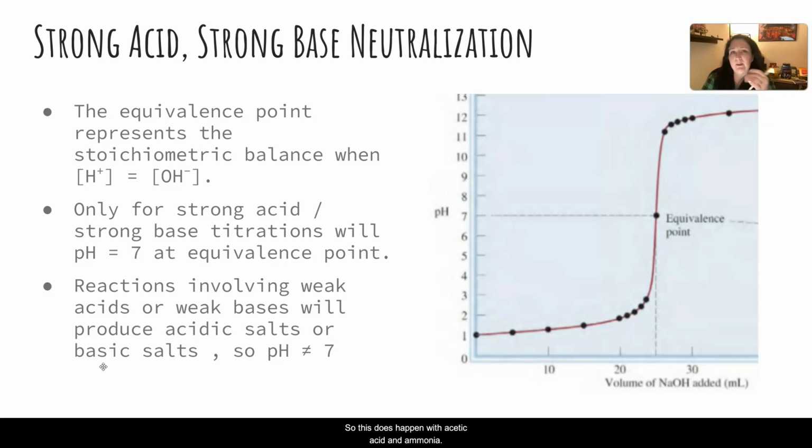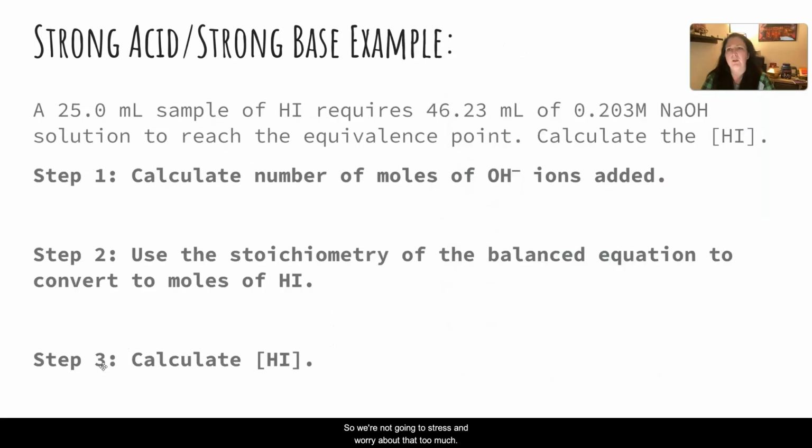So this does happen with acetic acid and ammonia. Acetic acid has a Ka value of 1.8 times 10 to the negative 5. Ammonia has a Kb value of 1.8 times 10 to the negative 5. And so they do create a neutral salt, and their pH at their equivalence point will be 7. But other than that, of course, I'm sure there are others where they have the same Ka and Kb value, but they don't pop up that often in AP Chem. So we're not going to stress and worry about that too much.